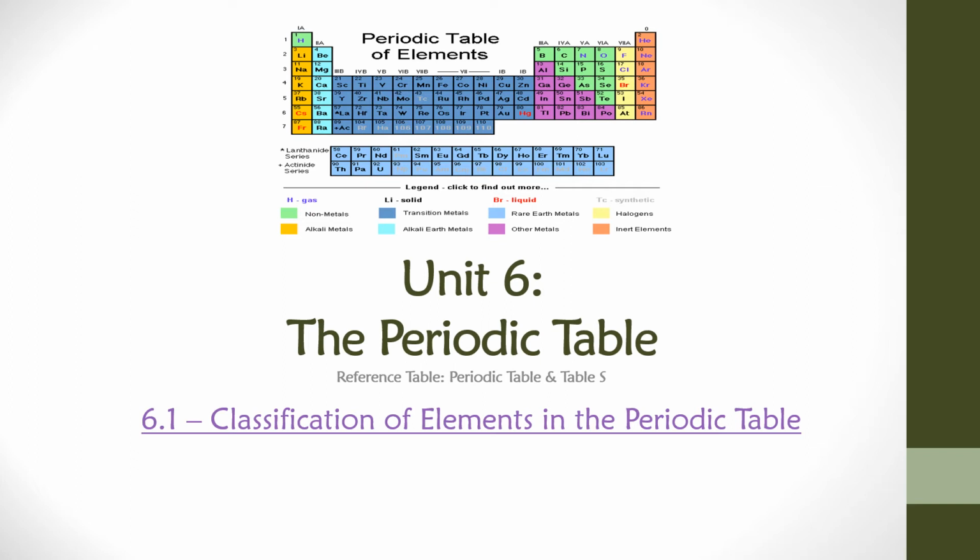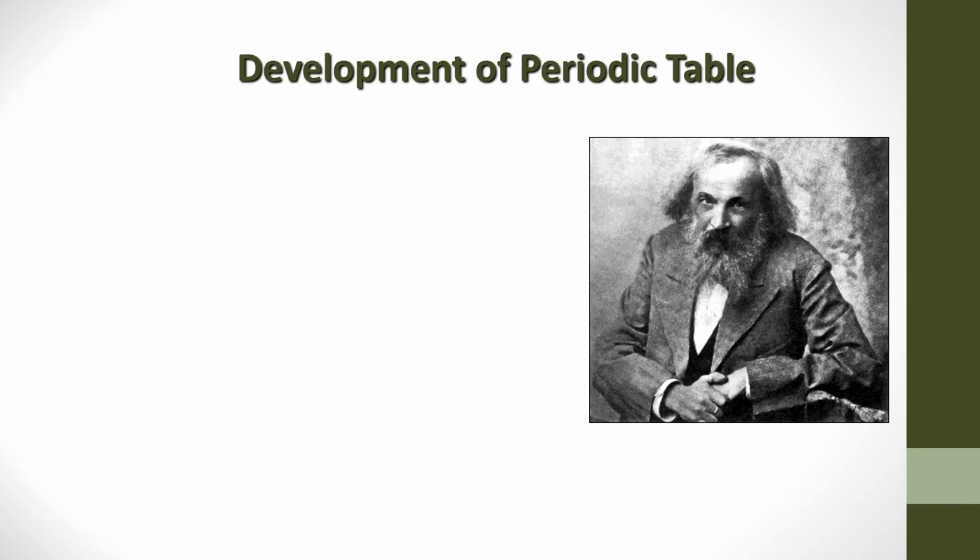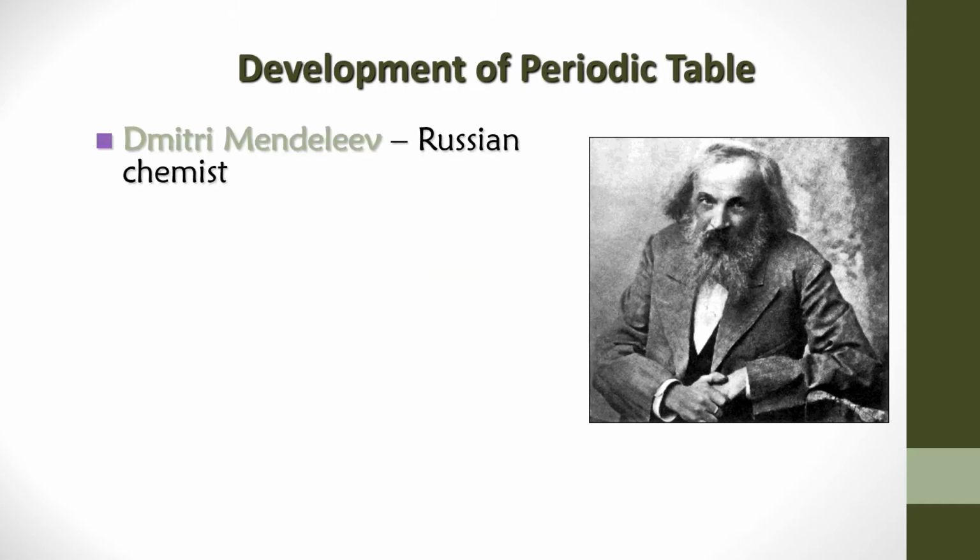Hello, everybody, and welcome to Unit 6 of Regents Chemistry, where we will be talking about the periodic table of elements. So today our discussion will be how are the elements classified and organized in the periodic table. So just talking a little bit about the history, Dmitri Mendeleev was the first person who organized some elements in the form of a table.